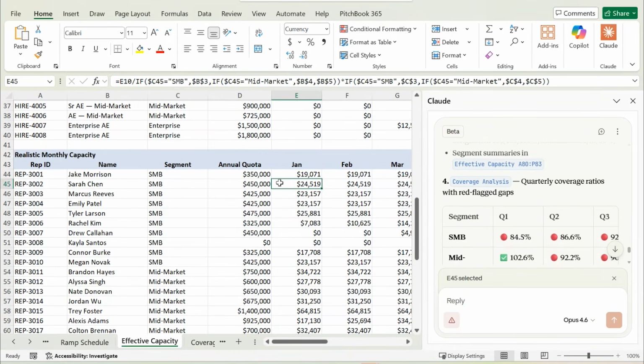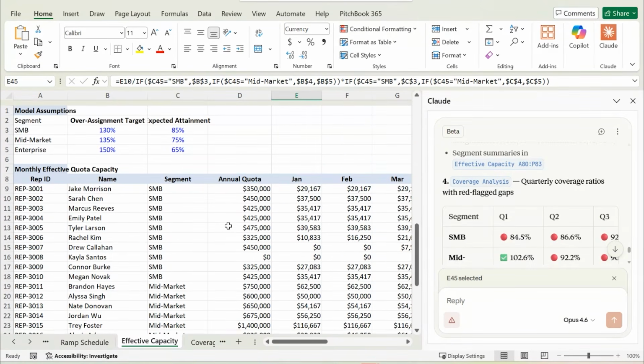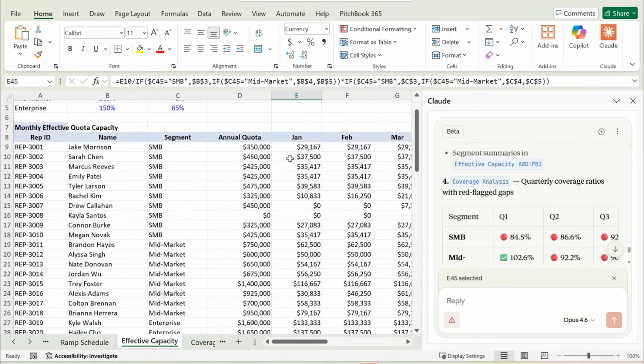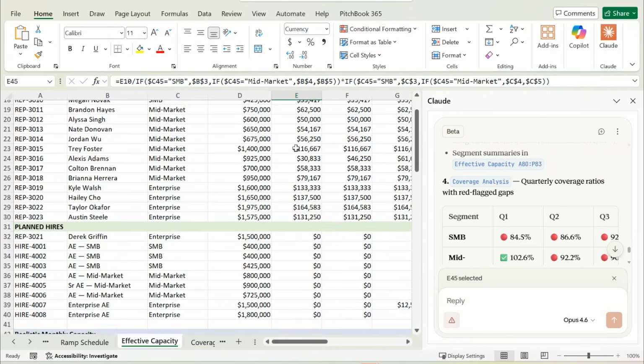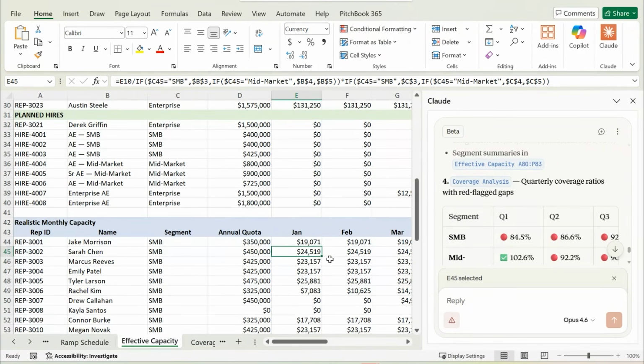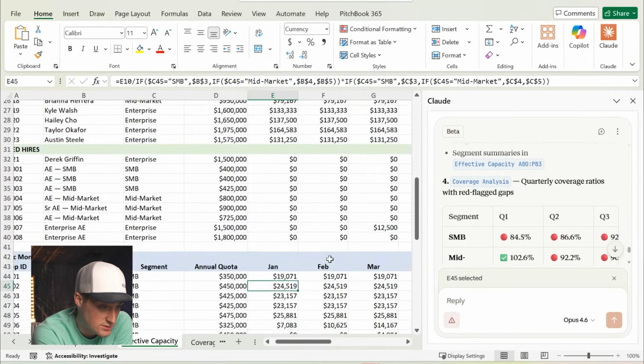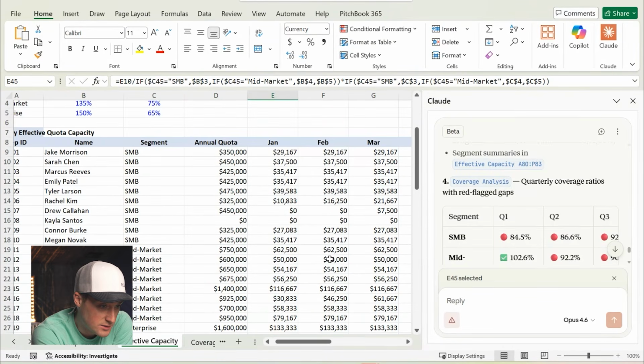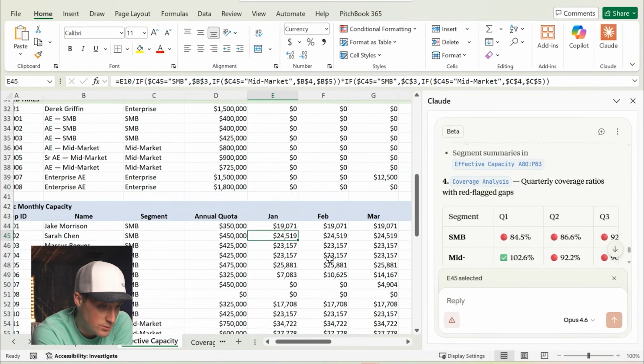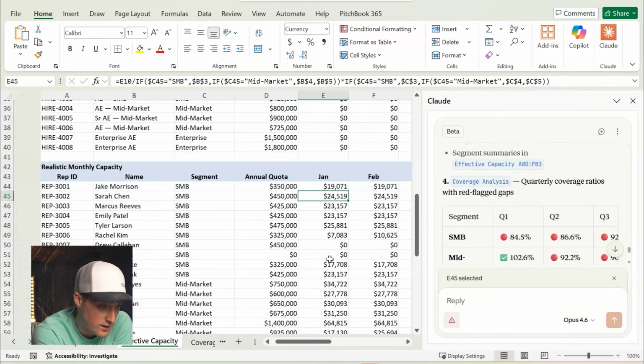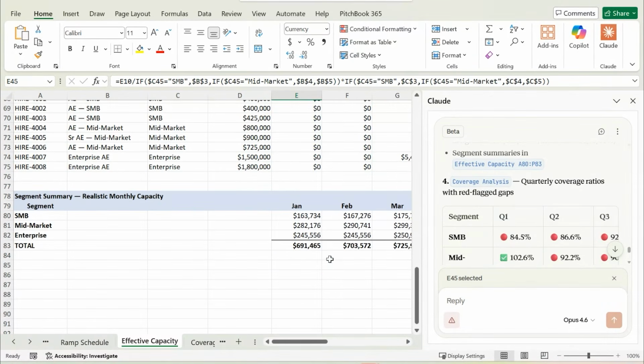So this here looks like it's taking the numbers above, but applying the assumptions around expected attainment. Quota breaks down monthly to about 29,000, but we expect them to only hit 19 conservatively. Sarah, same type of deal, 37.5 quota, but we expect her to hit about 24.5. Here are the planned hires, same deal.